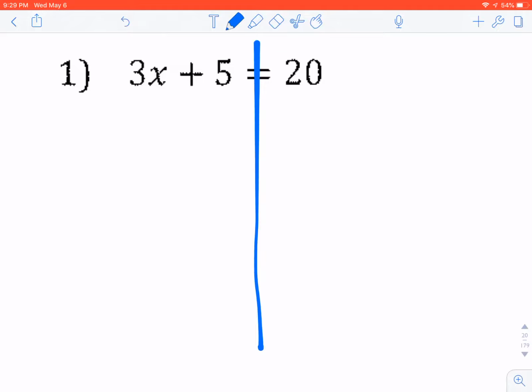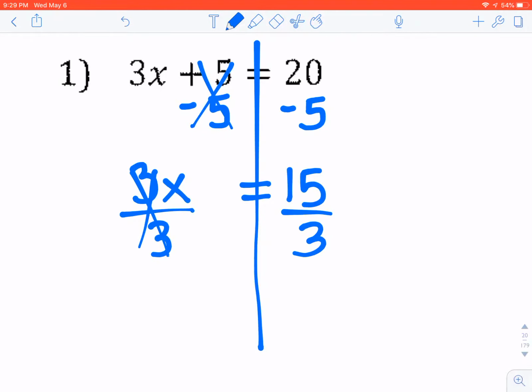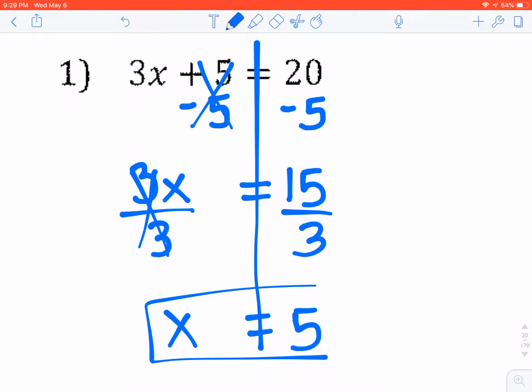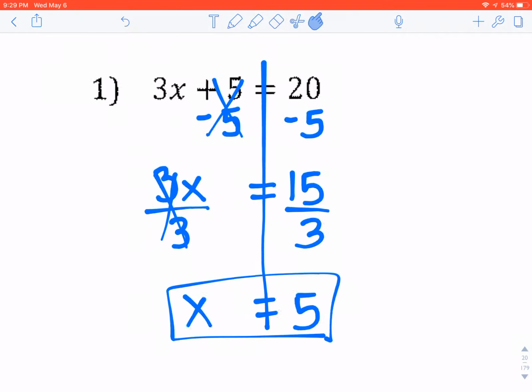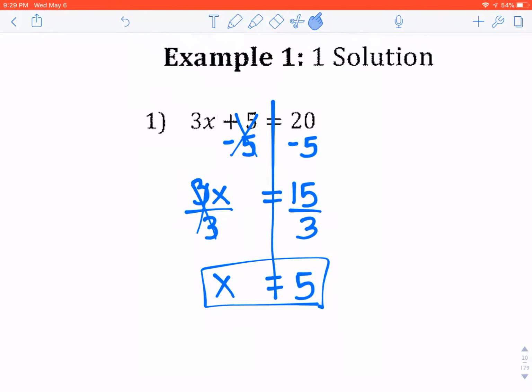The next thing you want to ask yourself is, is the x already on the left? It is. So now we're going to move numbers to the right. Remember, you always do the opposite to get it to the other side. So we're subtracting it. So we have 3x equals 15. Divide both sides by 3. So your solution is x equals 5. Okay, and you do not need to worry about a number line for this video.